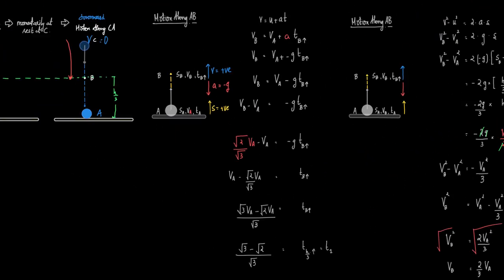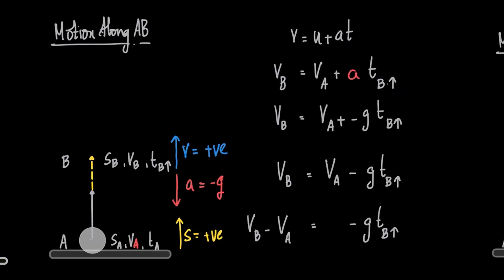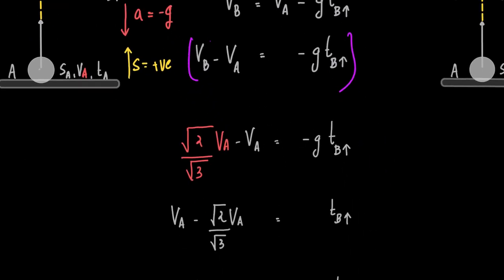Now, what do we do with this 2 by 3 VA? That's where the important point comes in. Why? Because we earlier had an equation which says VB minus VA is equal to minus G into TB while going up. What can we plug in? We can plug in the value of VB as root 2 by root 3 VA. Minus VA is equal to minus GTB going upwards.